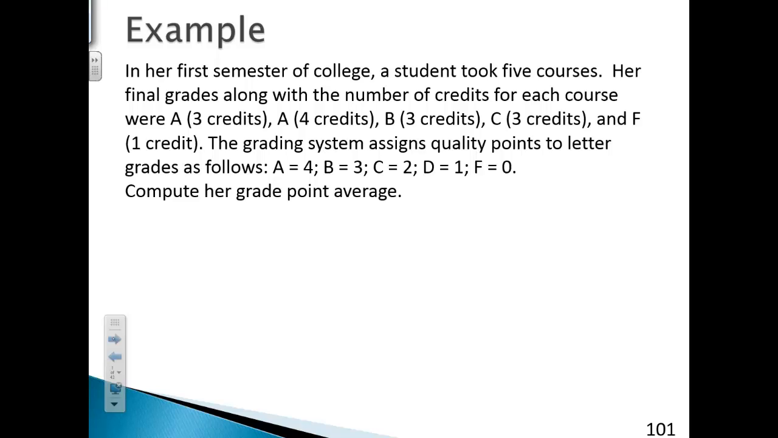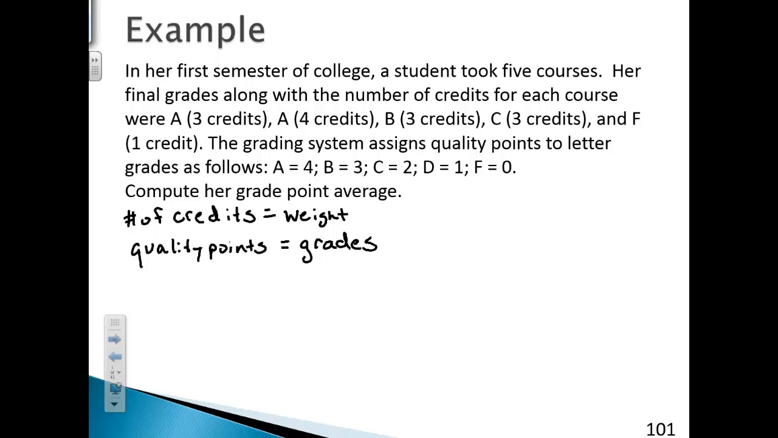So one thing I want you to make a note of here is that the number of credits, that's equal to the weight. And then the quality points, those are what we would consider the grades. Because for each letter grade, you got a certain number of points. And then those points were weighted a certain amount, and those credits are the weights.